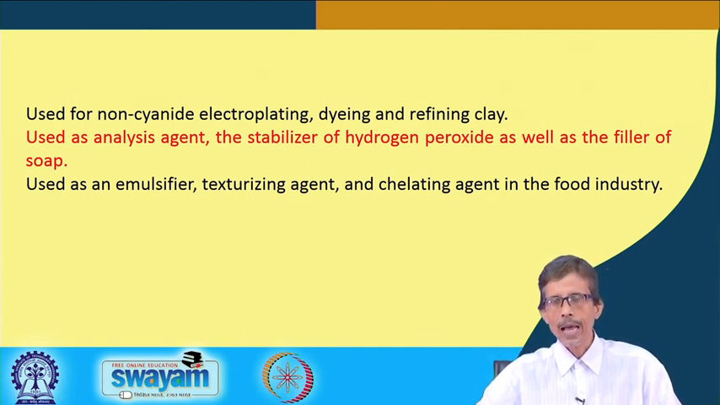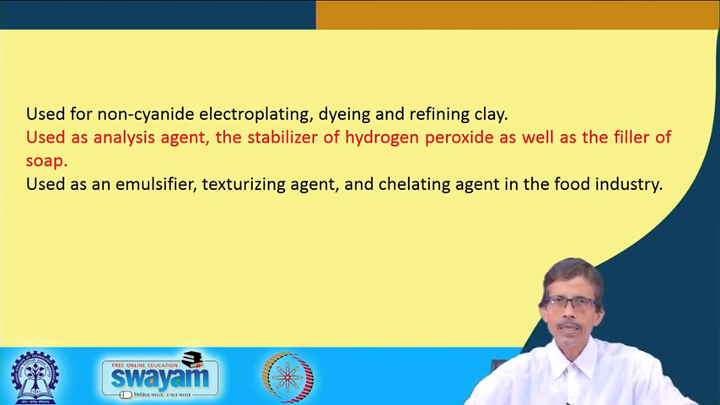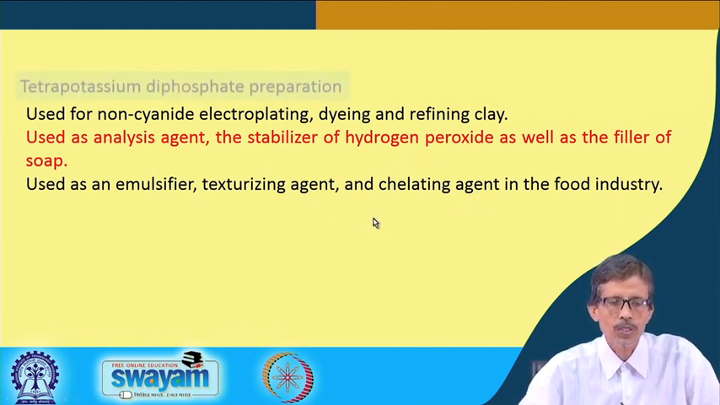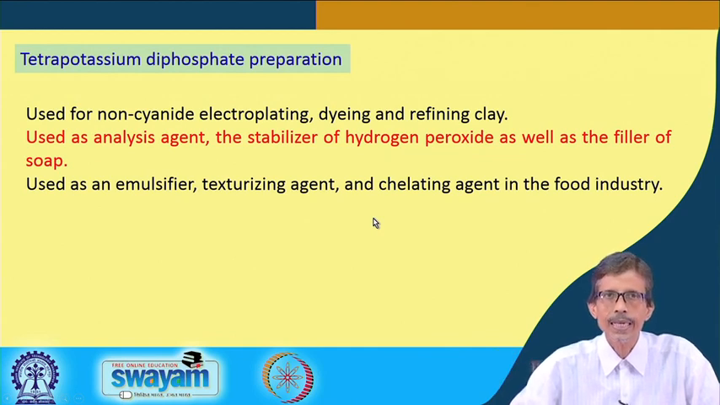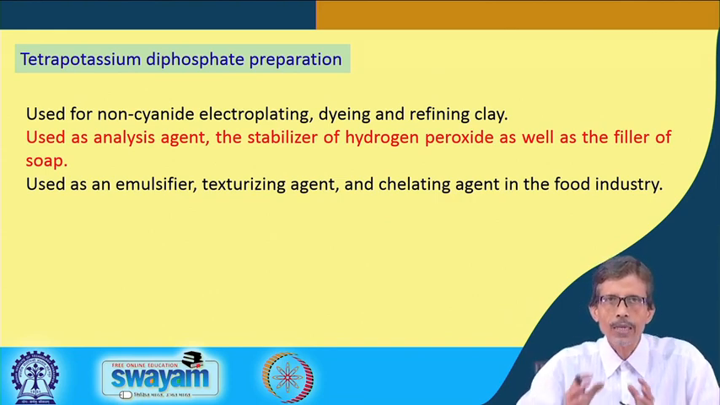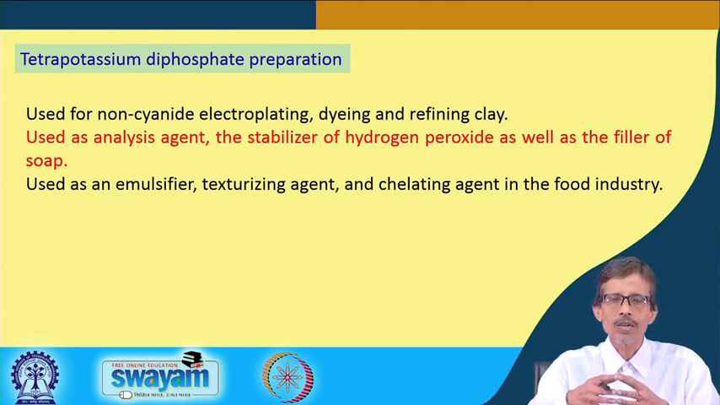In terms of their application, one use is cyanide-free, non-cyanide electroplating, in dyeing, and in refining of clay. What are those compounds which will be useful for this purpose? It is basically tetrapotassium diphosphate, and how will we prepare that? By knowing the name of that compound, we should be able to tell that it is not a simple phosphate salt, it is a diphosphate salt.